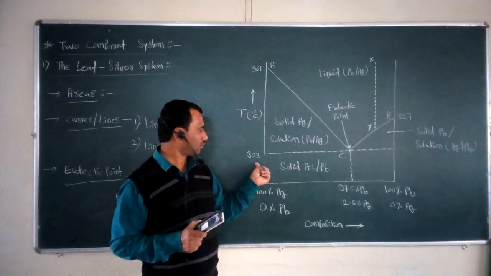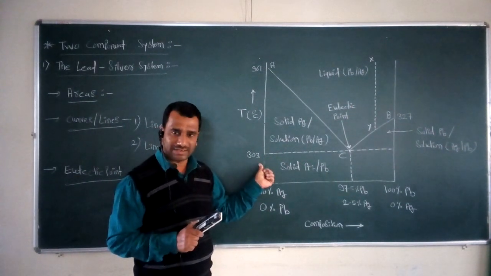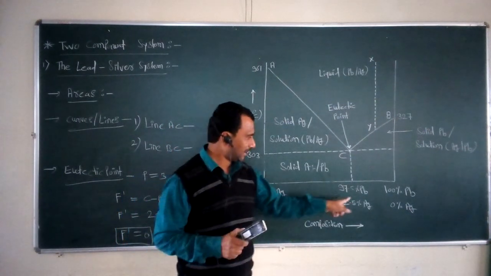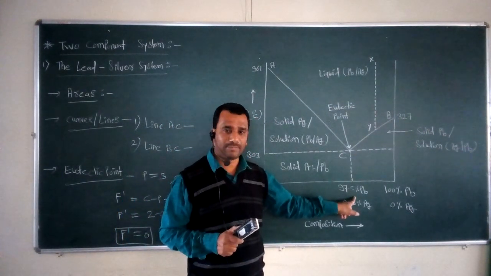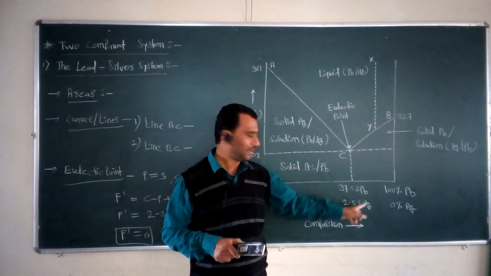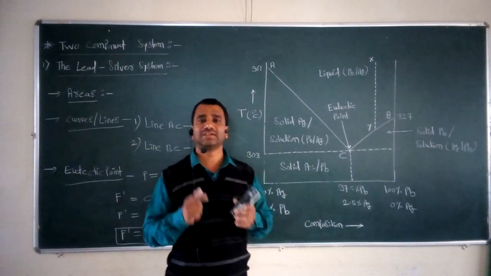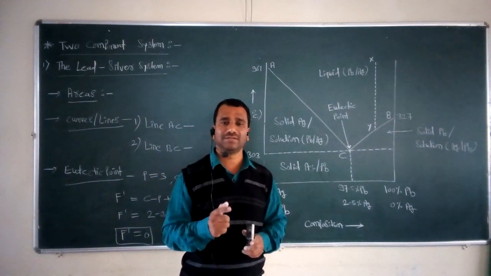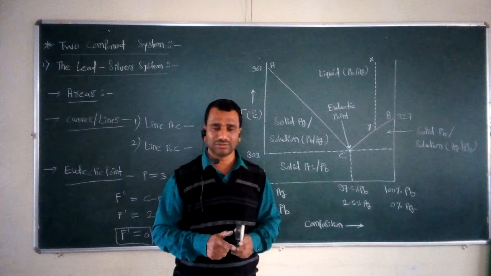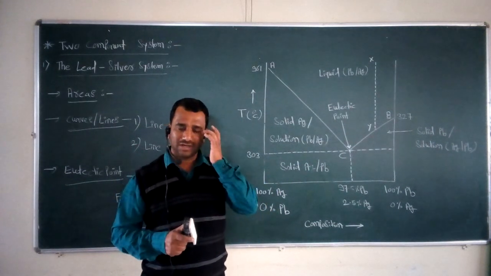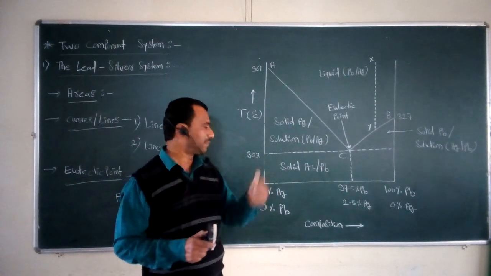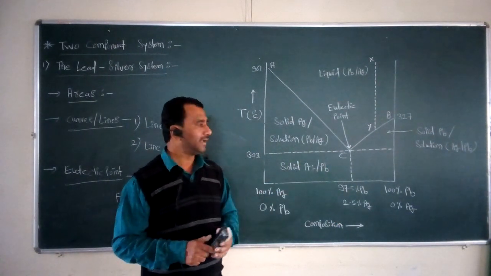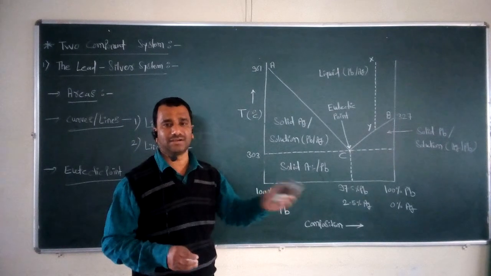It must be equal to 303 degrees centigrade, as well as a fixed composition. That composition is in which 97.5% of lead is present and 2.5% of silver is present. So we can say that this eutectic point has a system called non-variant. Why is it non-variant? Because it is obtained at a fixed value of temperature as well as composition. So this is the importance of this particular eutectic point.